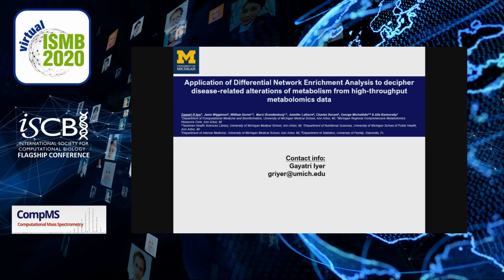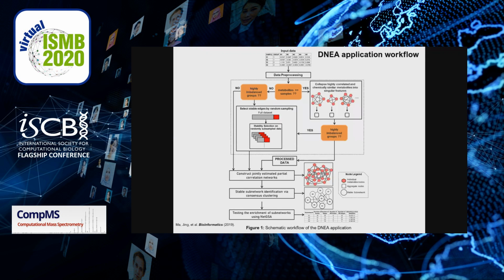I'm a fourth-year PhD student in bioinformatics at the University of Michigan, Ann Arbor, and the title of my talk is Application of Differential Network Enrichment Analysis to Decipher Disease-Related Alterations of Metabolism from High-Throughput Metabolomics Data.